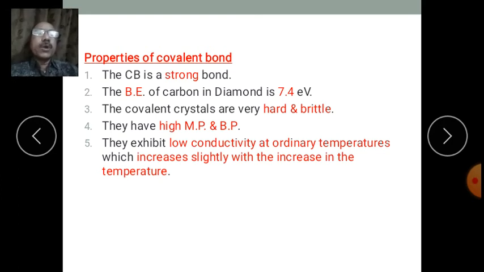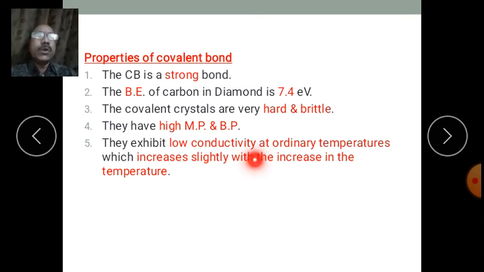The covalent bond is a strong bond. The binding energy of diamond is 7.4 electron volts, so they have high binding energy. Covalent crystals are very hard and brittle, like the previous case. Their binding energy is large, so they have high melting and boiling points.